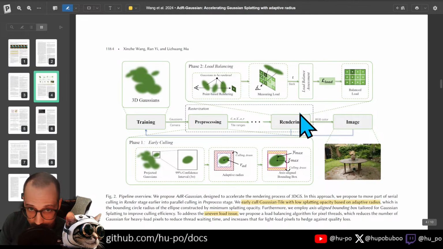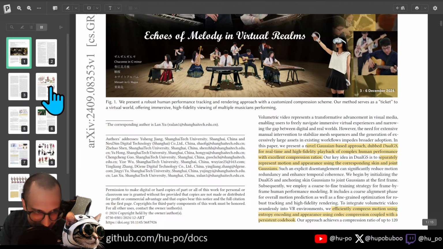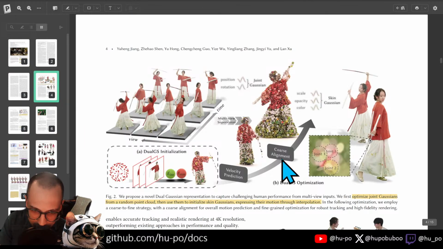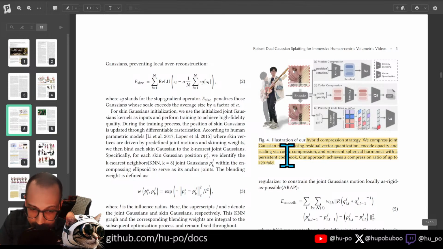In this one, oh, Jesus Christ, I should have organized these. In this one, every single frame is basically a new Gaussian splat, and you have to figure out a way to, okay, if every single frame is going to be a new Gaussian splat, I have to very efficiently encode this Gaussian splat, right? So they have to do this kind of overly engineered stuff here that they call the hybrid compression strategy. We compress joint Gaussian motions using residual vector quantization, encode opacity and scaling via codec compression, and represent spherical harmonics with a persistent codebook.